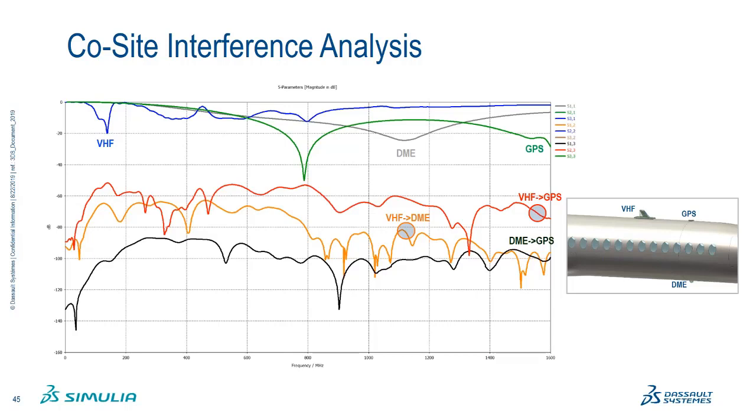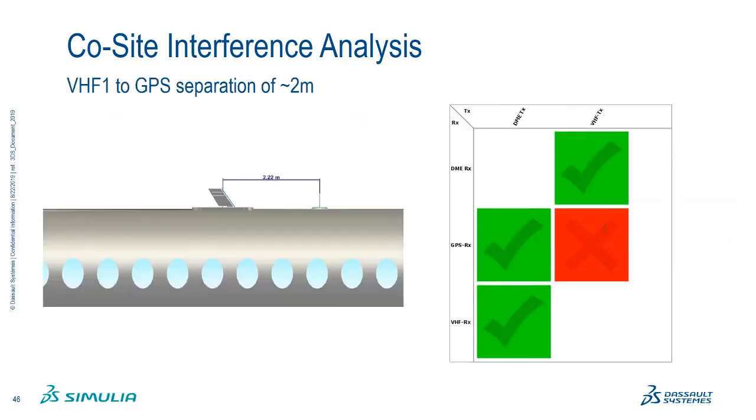It seems like weak coupling, which is promising, but is this isolation level sufficient? For that, we need to run the interference task, which combines the coupling with the radio models, and it outputs a simple interference violation matrix. In this matrix, the rows are the receivers and the columns are the transmitters. And green indicates that there is no interference issue. Red highlights a potential problem. So in this case, when the VHF transmits and GPS receives, there is an interference violation. Isolation between the antennas is not sufficient, but they are only 2 meters or so apart in this case.